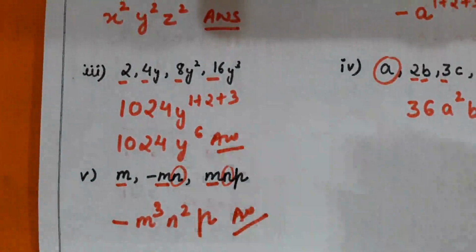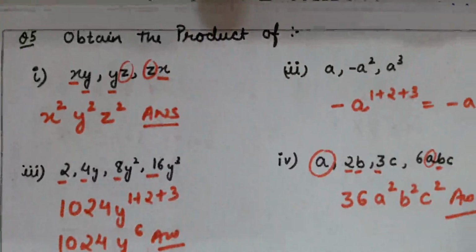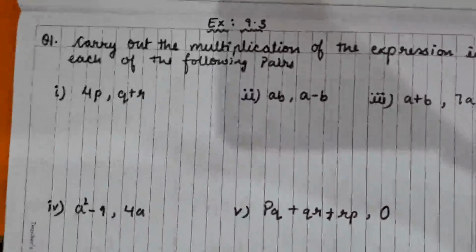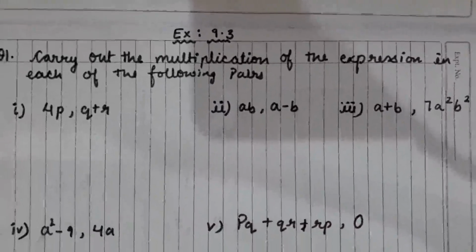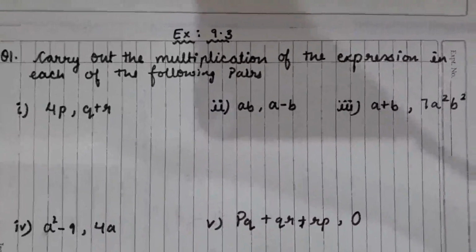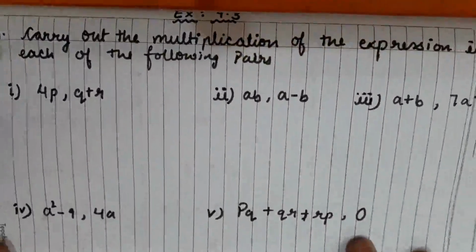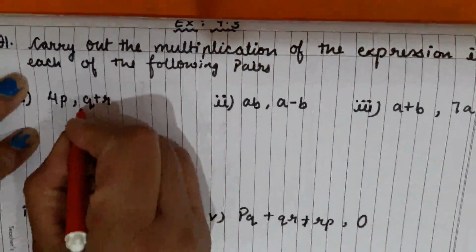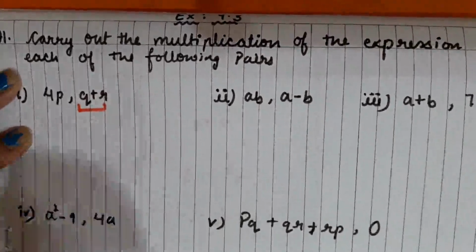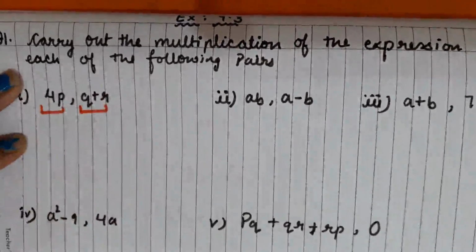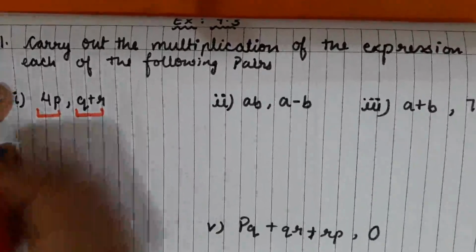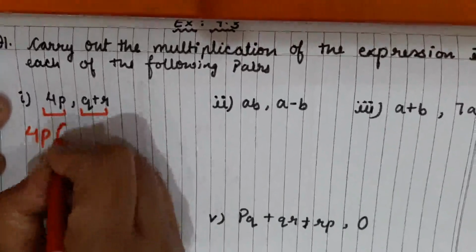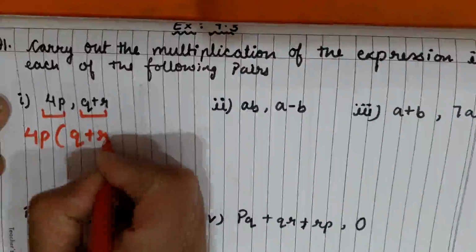Exercise 9.3. Now next question from exercise 9.3. Carry out the multiplication of the expression in each of the following pairs. So let's solve this. See, now this is your binomial expression and this is your monomial expression. So you have to multiply monomial with binomial. So 4p, you can write q plus r in the bracket.